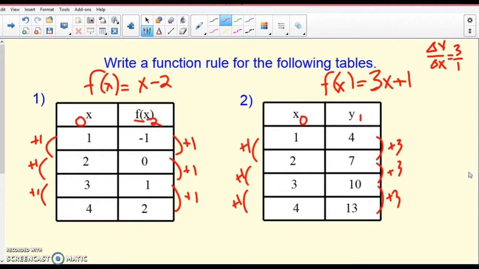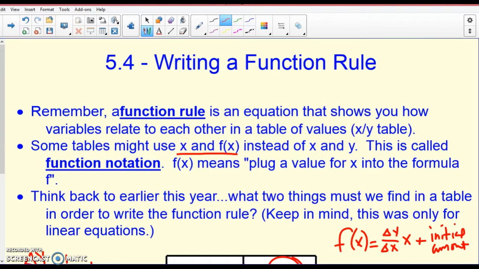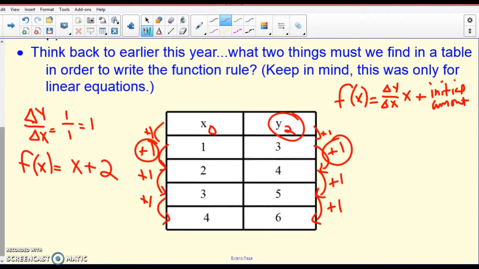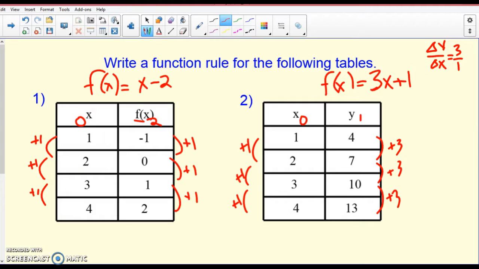Your function rule, Lexi, looks like this. F of x equals your change in y over your change in x times x plus the initial amount. Okay? Now, let's see, guys, I highly recommend that you test your function rule. So, let's put 1 into this function. 3 times 1 is 3, plus 1 is 4. Yep. Put 2 in. 3 times 2 is 6, plus 1 is 7. Surely it works. And if I kept checking, it would work.